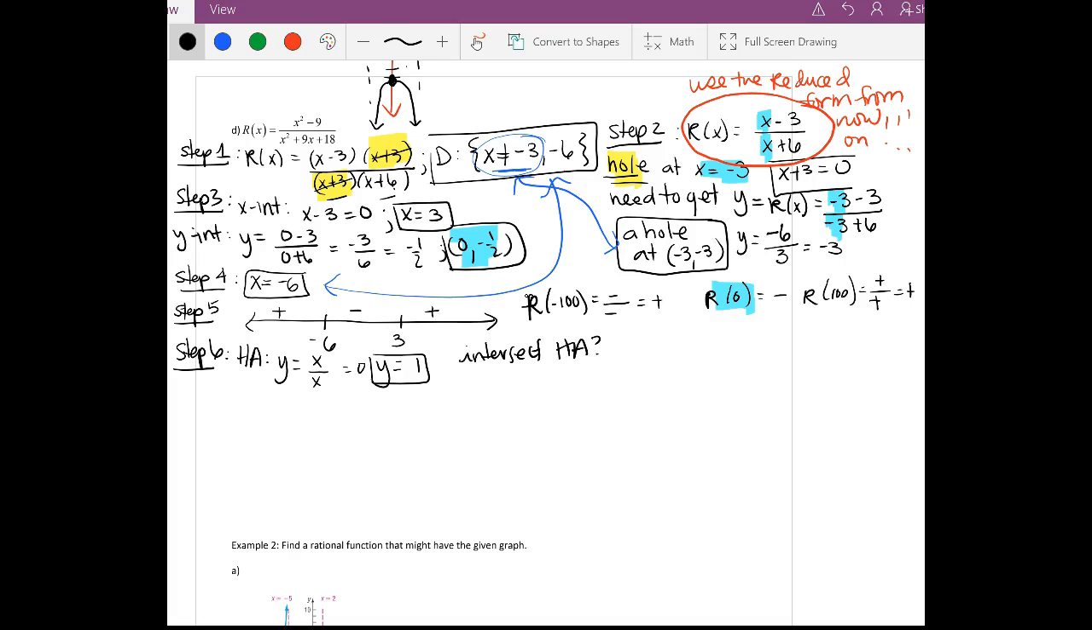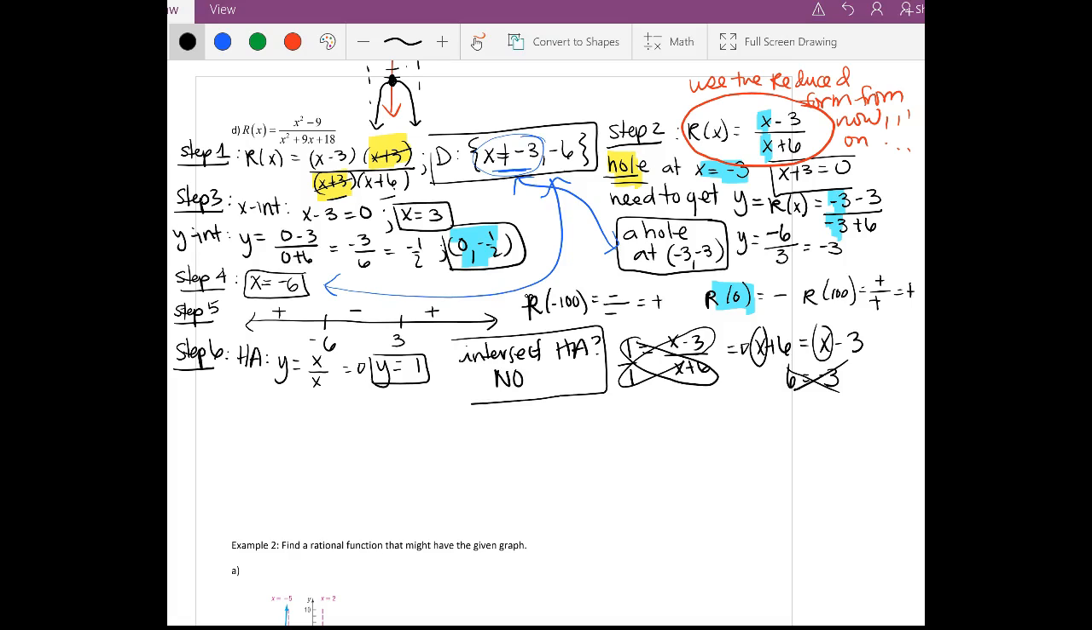Take your Y value from the HA. Set it equal to your function R of X from your step number 2, which is X minus 3 all over X plus 6. You would need to make this into a fraction and then cross multiply. Then it's going to be X plus 6 equals, cross multiply that, X minus 3. You have X's on both sides, so they can drop. So 6 equals negative 3. That is not true. So the answer to your intersecting is no.